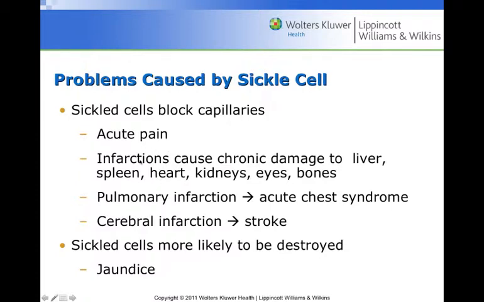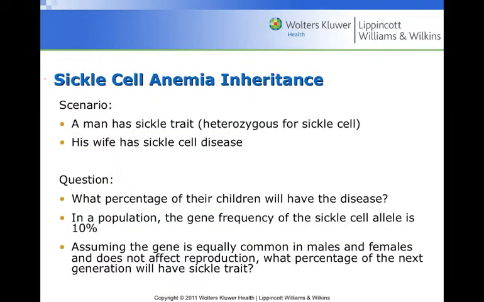Infarction means death of the cells, so it can cause chronic damage to liver, spleen, heart, kidneys, eyes, and bones. Pulmonary infarction, so infarction is death of the tissue due to a lack of blood flow, causing acute chest syndrome. Cerebral infarction, which is a stroke, and then sickled cells becoming destroyed, leading to jaundice, as we saw a few slides back, with the unconjugated bilirubin building up.